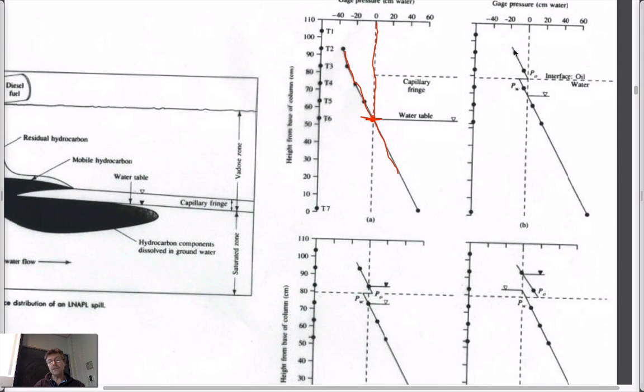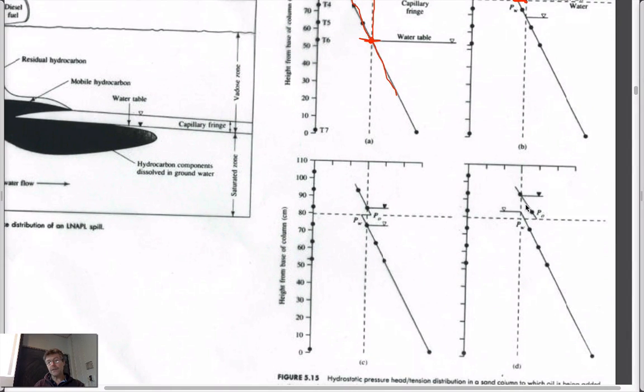As you add the gasoline on top, you get this little nose of gasoline developing, and it depresses the stuff below it until ultimately you end up with a gasoline table sitting on top of a water table. The water table is just the projection of the pressures in the water as they come up to the zero pressure line, which represents atmospheric pressure, the definition of the water table. But on top of the gasoline, there's also another place where there's atmospheric pressure, which is, if you like, the oil table.